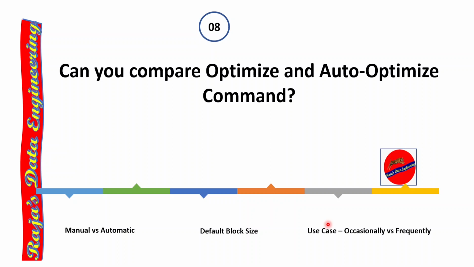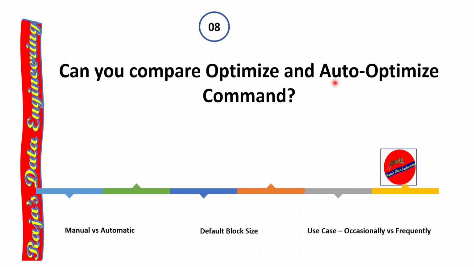Coming to optimize, that is a manual operation, so it is more suitable for occasional data compaction, and auto optimize is more suitable for frequent data compaction. The optimize command we have to execute manually, and the default block size is 1 GB. But coming to auto optimize, while creating the delta table or even after creating it, we can alter the table. So auto optimize is one of the parameters for the table, so we don't need to manually execute that. Whenever we enable this for a particular table, automatically data would be resized. So these are the major differences.